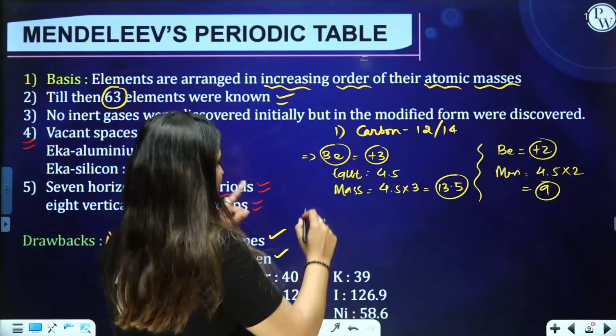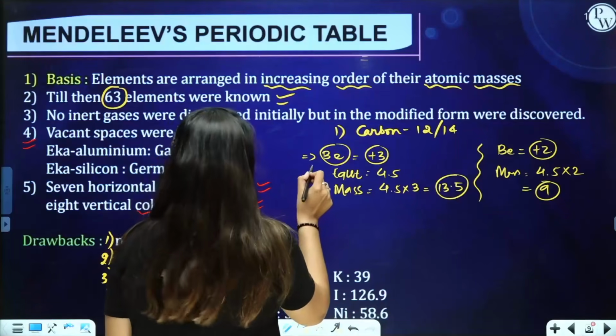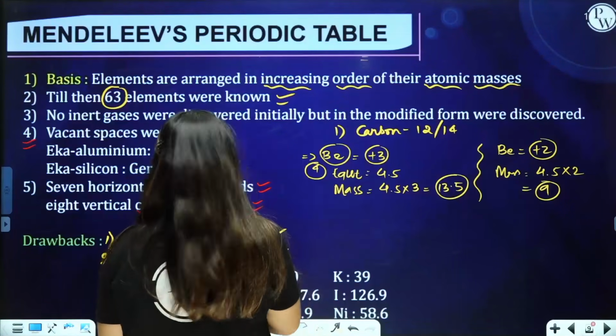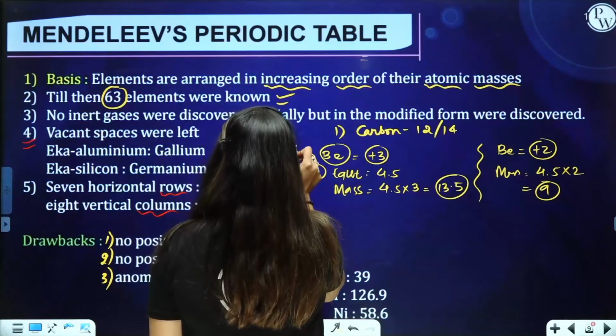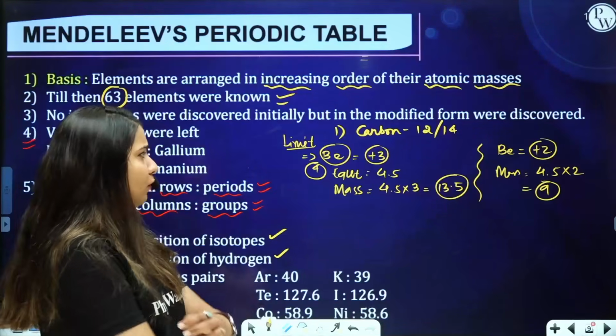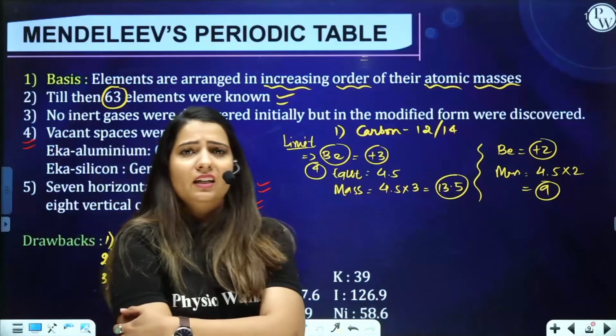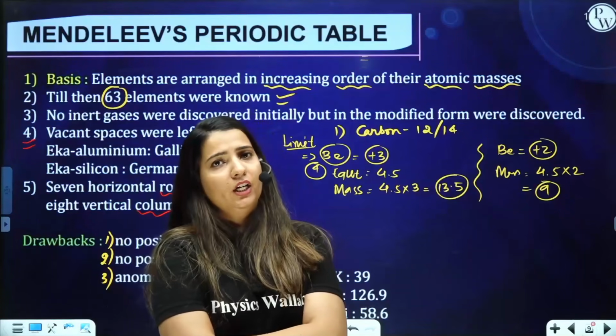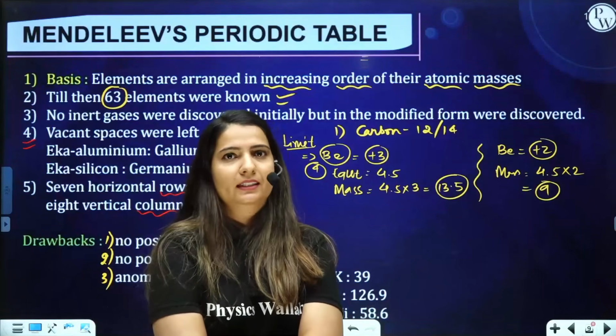So this is also a limitation. I will write it as a fourth point: this was also the limitation, and you should know this. Some of the elements did not have the correct atomic masses according to Mendeleev, so we have corrected them.